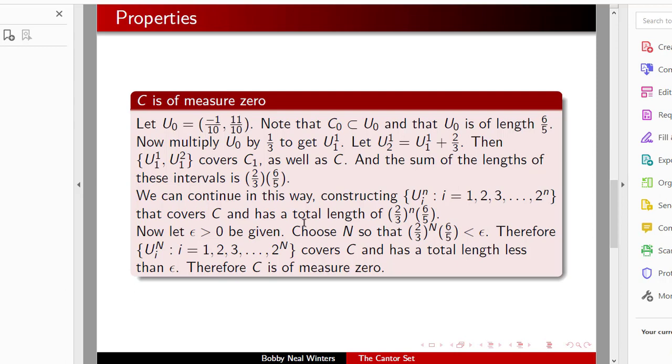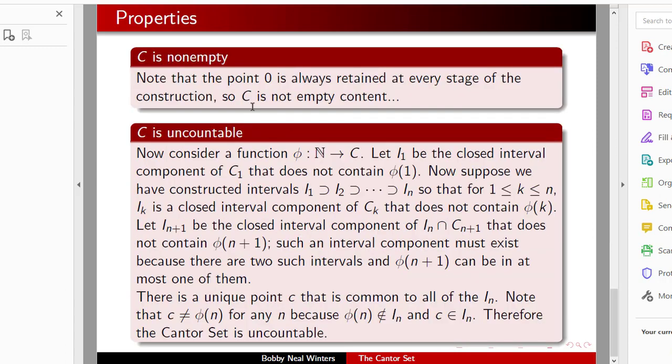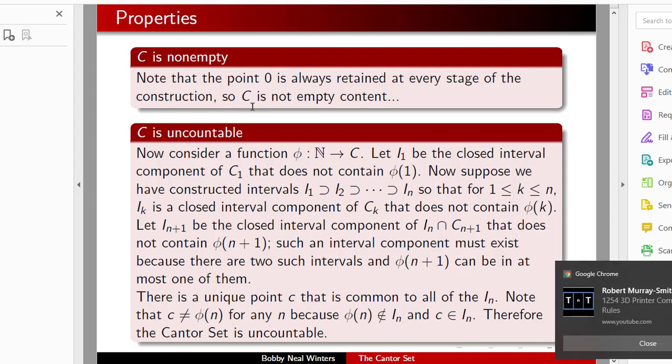Now, maybe it's not a surprise that this is measure 0 because we saw it getting smaller. The surprise may be that it contains anything at all. First off, note that the point 0 is retained at every stage in the construction, so C is not empty. Okay. What might be more surprising is that it is in fact uncountable.